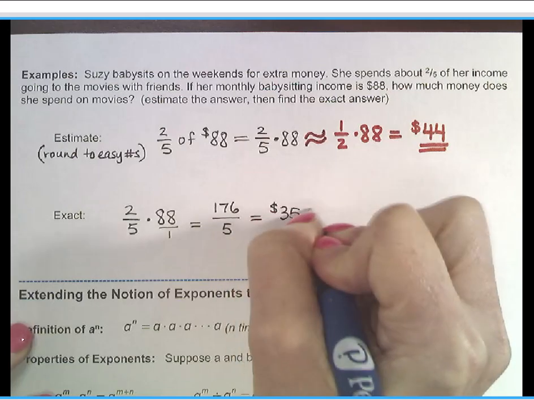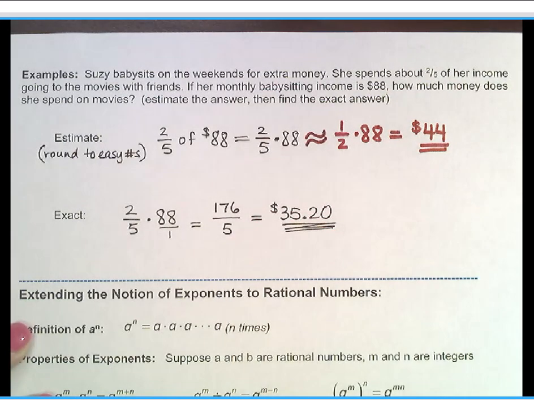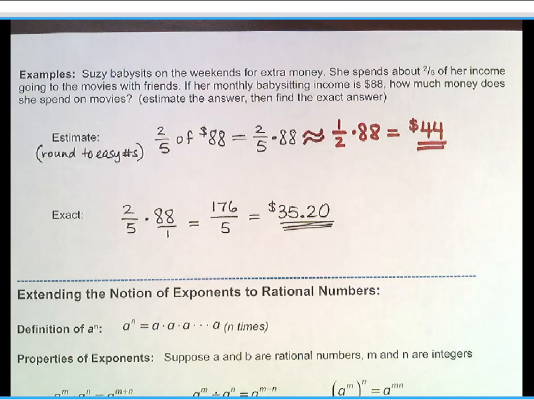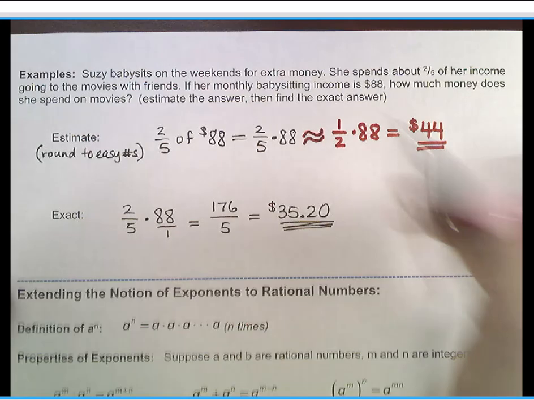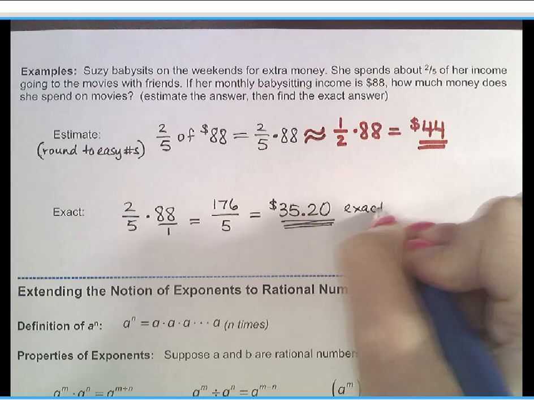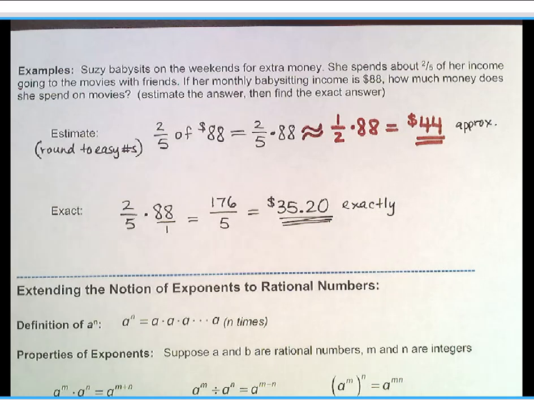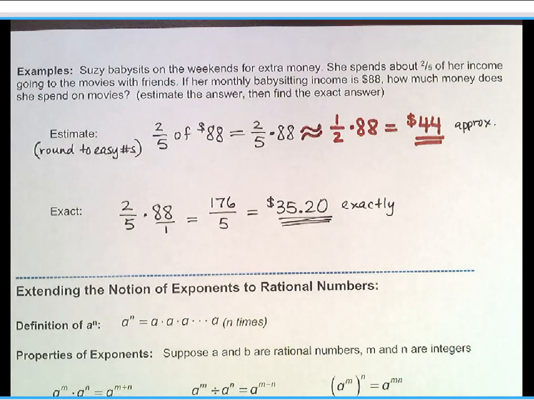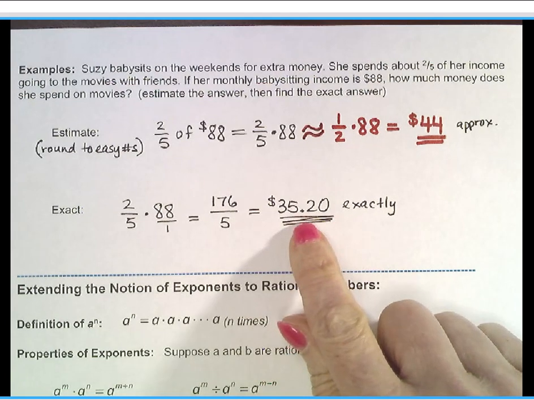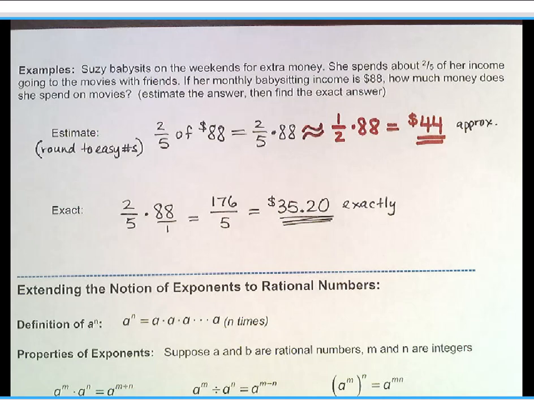So I think because this is an exception that it's money, we can use decimals here. So $35.20, that's the exact amount she spent on the movies. This is exactly. We were approximating up here. Now, how good was our approximation? It wasn't that great, but whatever. It was an approximation. We were just approximating. There's not a right or wrong answer unless you're way off on your approximation. So that would be the exact amount versus the approximate amount. Use rounding. Make it easy on yourself. That's the whole point of estimating.